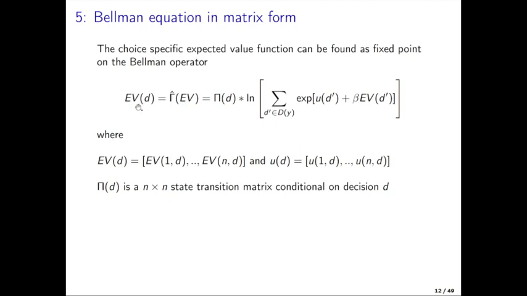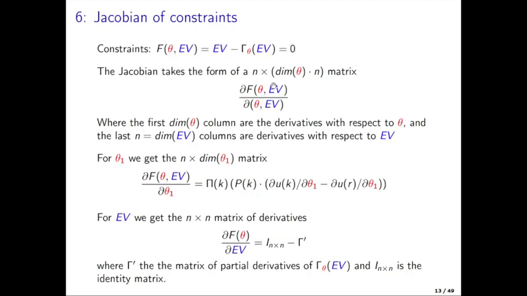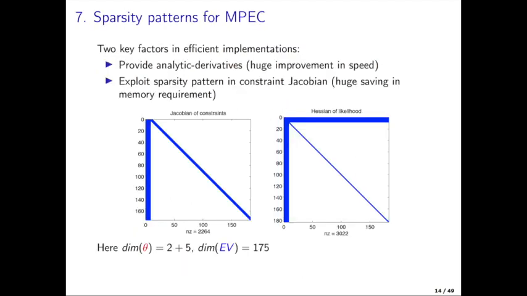And now we have n plus the number of structural parameters as variables. Okay, so this Jacobian takes the form of an n by (dimension of theta plus n) matrix. Sorry about that. So if you have seven parameters and 175 grid points, well, then you would have 182 columns in that matrix, okay? And it would look something like this. This is the Jacobian of the constraint, the one we're trying to calculate. Okay, I'll get back to that in a second.